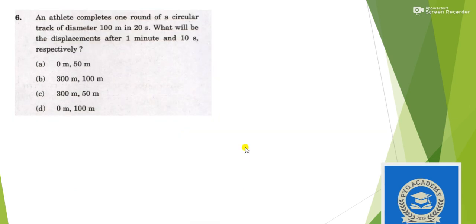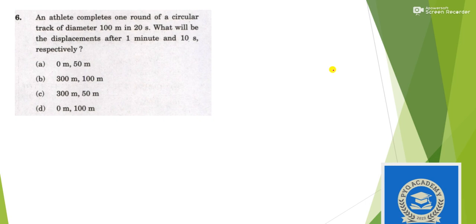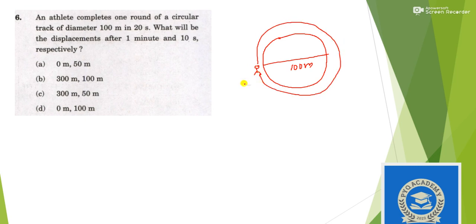In this question, it is given that an athlete completes one round of a circular track of diameter 100 meter in 20 seconds. What will be the displacement after 1 minute and 10 seconds respectively? Let's take a circular track with diameter 100 meter, and suppose the boy is running from here. To complete one round, it takes 20 seconds.